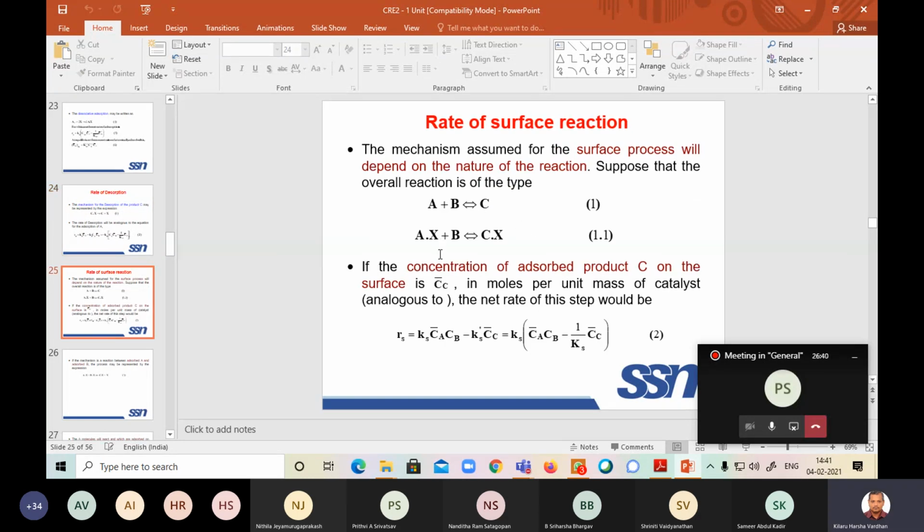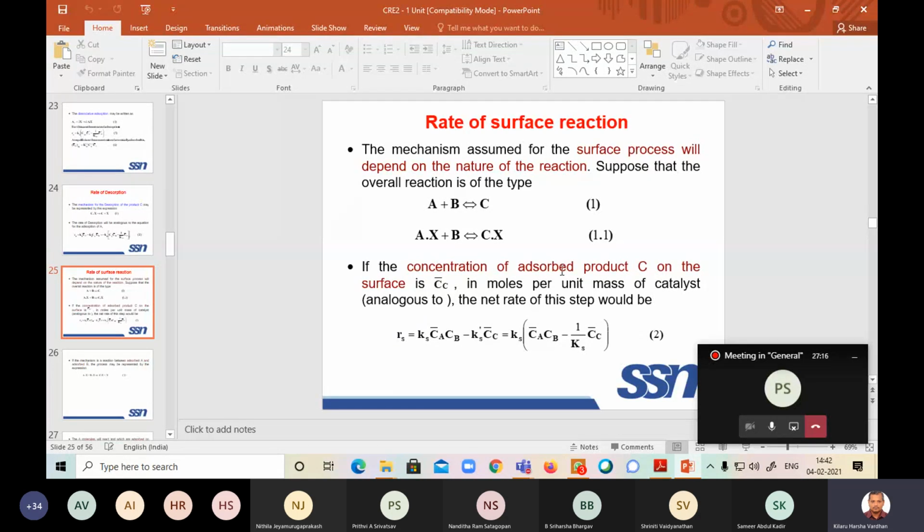You can do that, or there is one more way, A plus B dot X. That is, A is reacting with B, where B is sitting on the active site, to give you C dot X. Or there is one more way: A and B are both sitting on the active site and then giving you C dot X. So each case will have a different expression, right? That is what is being shown here.